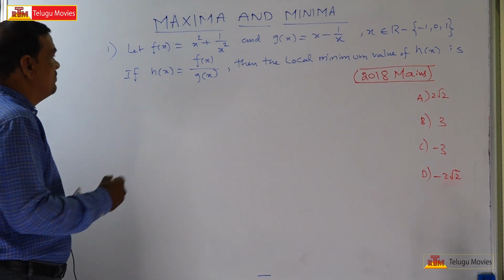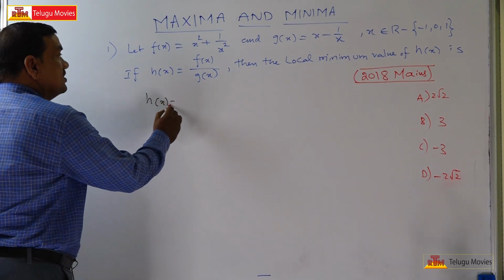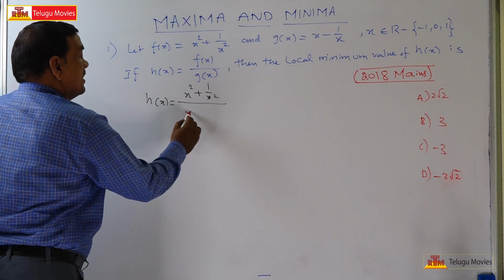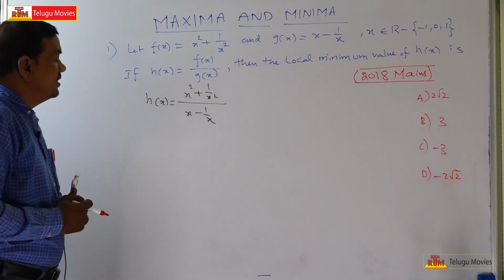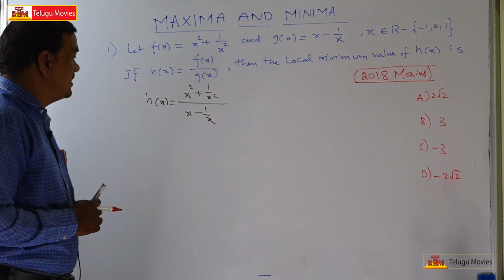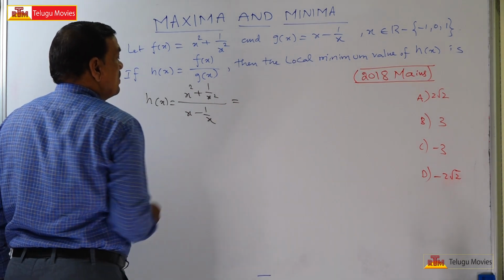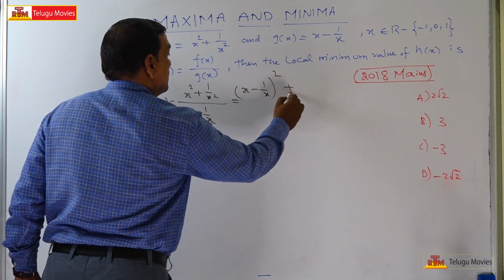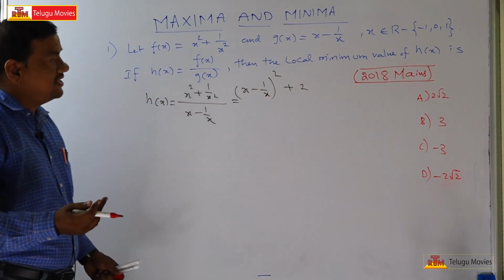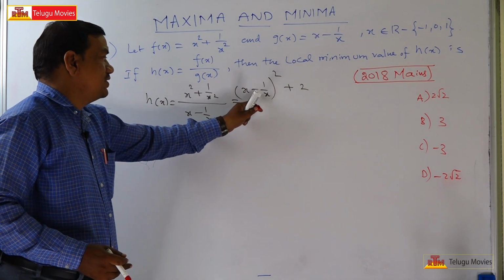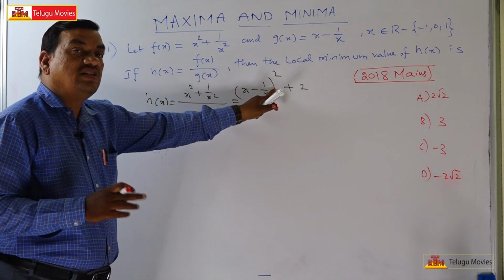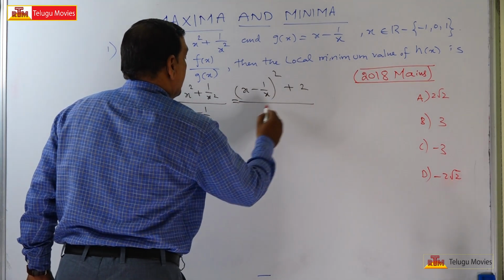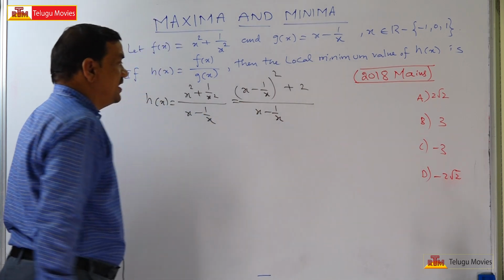First of all, what is your h of x? Here h of x is equal to x square plus 1 by x square divided by x minus 1 by x. Let us write x square plus 1 by x square as x minus 1 by x whole square plus 2. Can I write it like this? Yes, I can write. Why? a square plus b square minus 2ab, so minus 2ab means minus 2 will come. Minus 2 plus 2 will get cancelled, divided by x minus 1 by x.